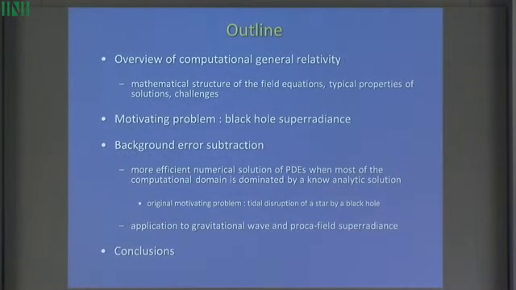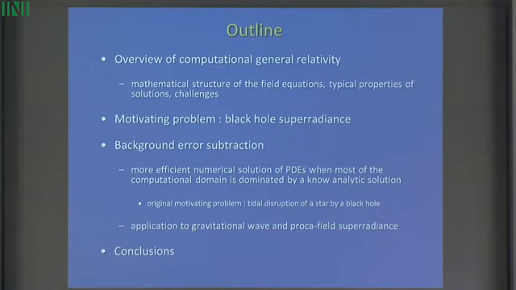Okay, so here's an outline of the talk. I'll give a brief overview of computational general relativity, roughly what the problems are, and some of the challenges going forward. Then, as a motivating problem, I'll talk about black hole superradiance, which is essentially scattering a wave off a rotating black hole, where the emitted part of the wave, the wave that goes back outwards, has larger energy and angular momentum than the incoming wave. And I'll mention this background error subtraction algorithm that is designed to solve a very small sliver of, let's call it solution space, of the open challenges.